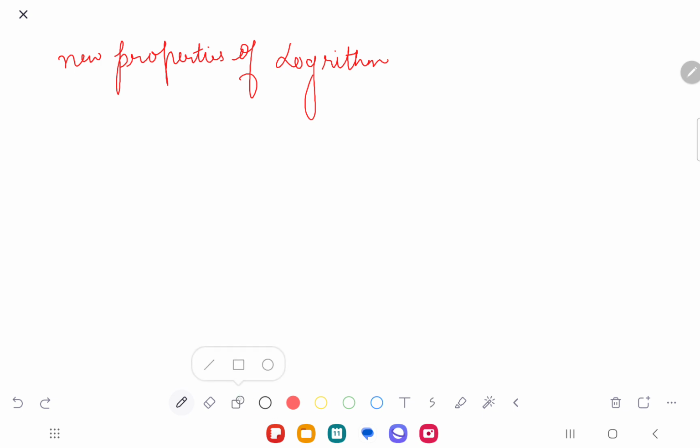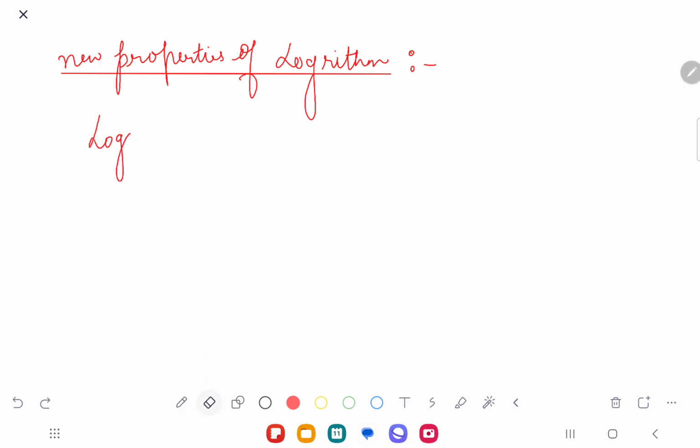So today we're going to start with some new properties of logarithm. Now, what are the two new properties of logarithm? Just understand this part. There are lots and lots of properties. The two properties that we need to know to apply in chemistry are these.